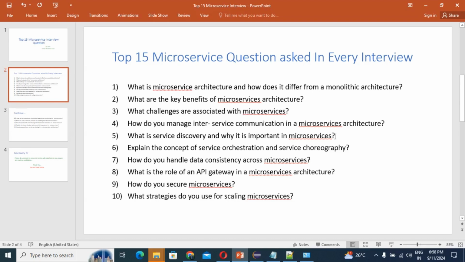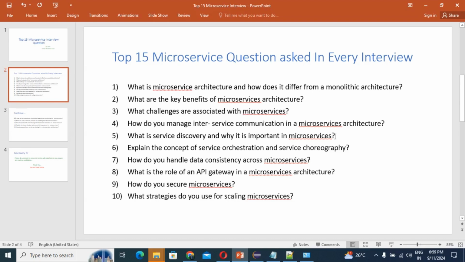Second question: what are the key benefits of microservice architecture? If you are going to implement microservices in your project, what is the benefit, and why are we going to use this architecture? This is also an important question. Third question: what challenges are associated with microservices? If you use microservices, what challenges may you face? The next question: how do you manage inter-service communication in a microservice architecture? This is a most important question, asked by almost every interviewer.